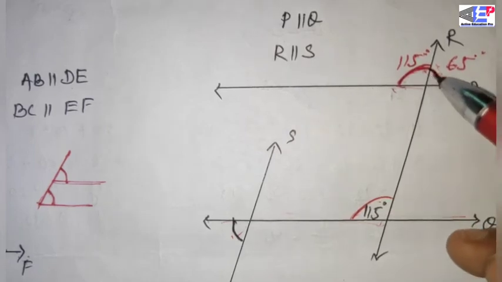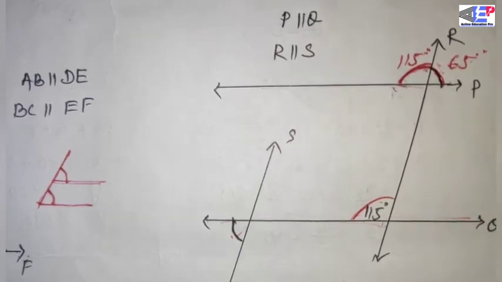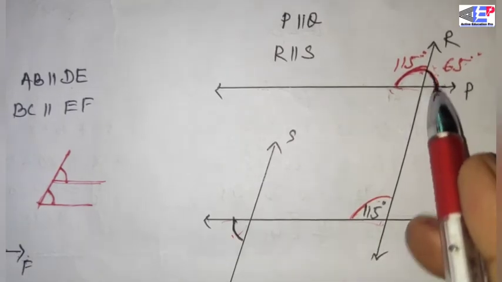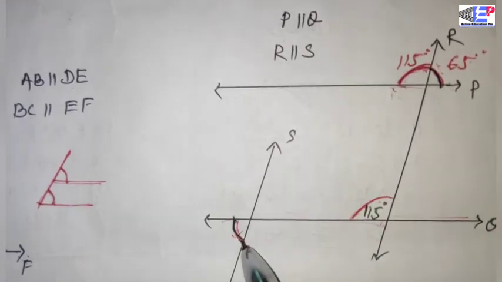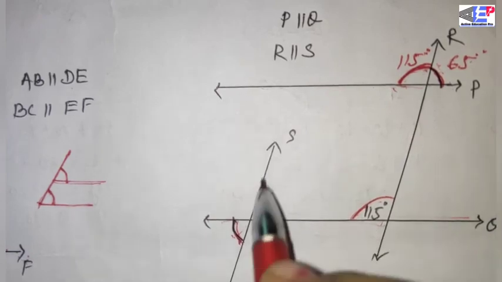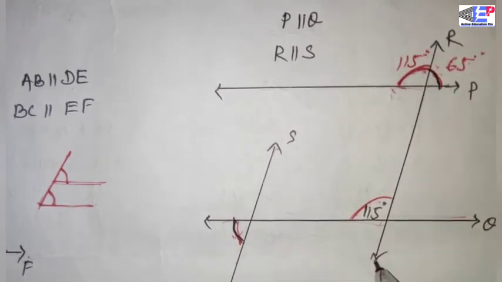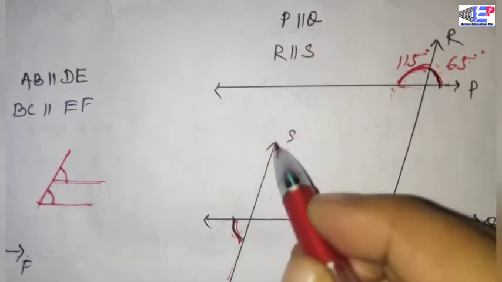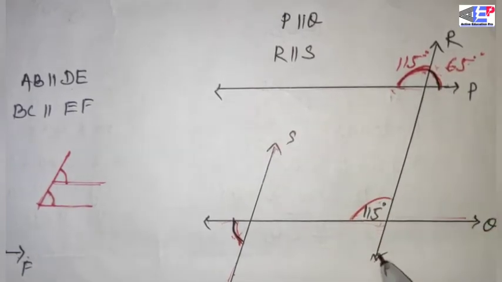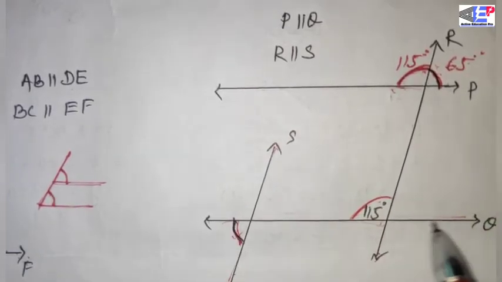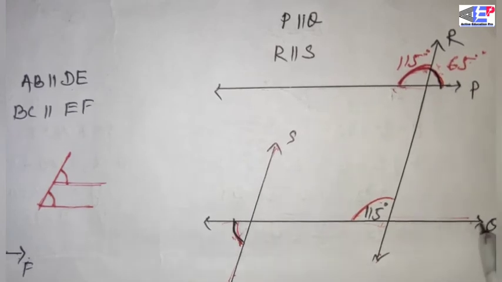Similarly, find out the value. Now turn to this angle. Let's find out the value of this angle. Here S is parallel to R. The S line is parallel to the R line, and the transversal line is Q.